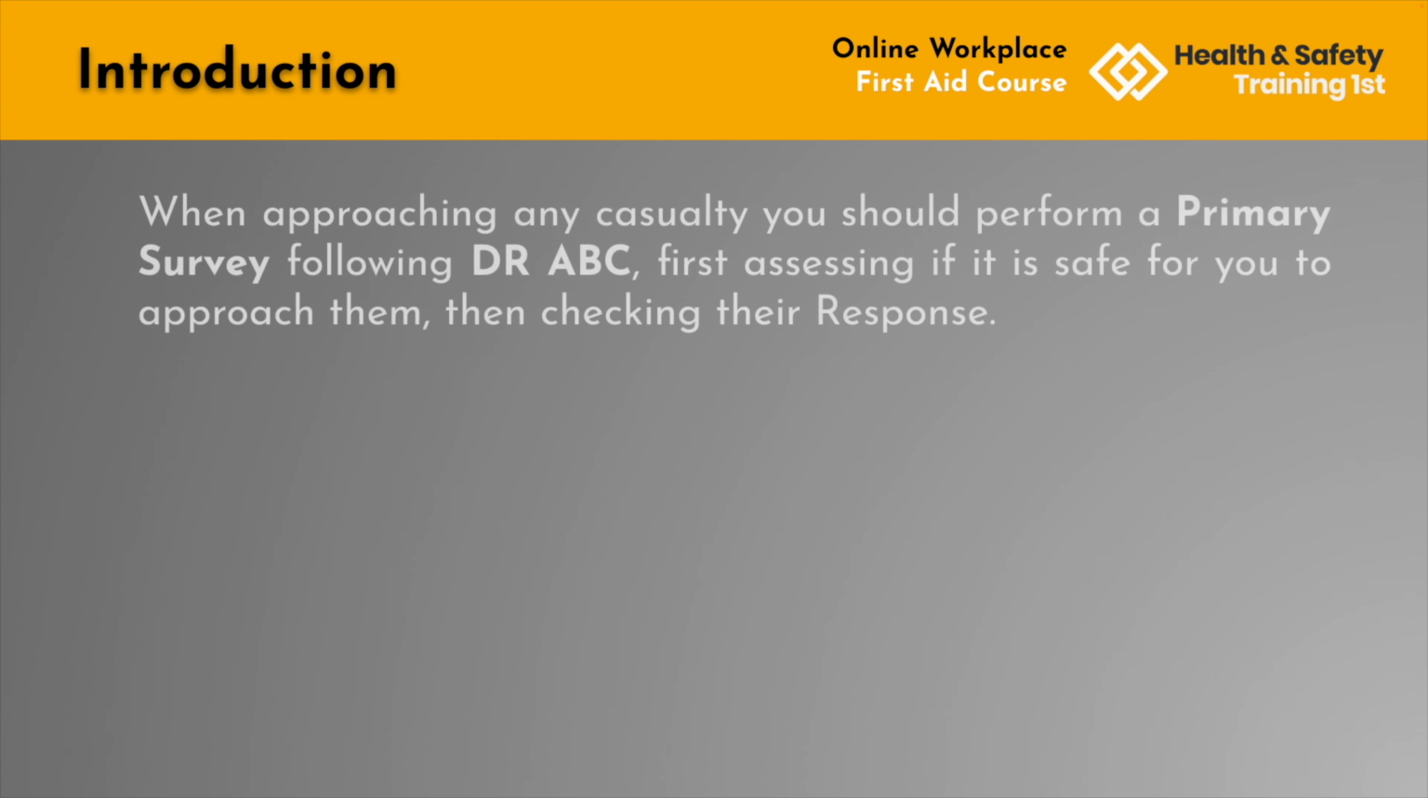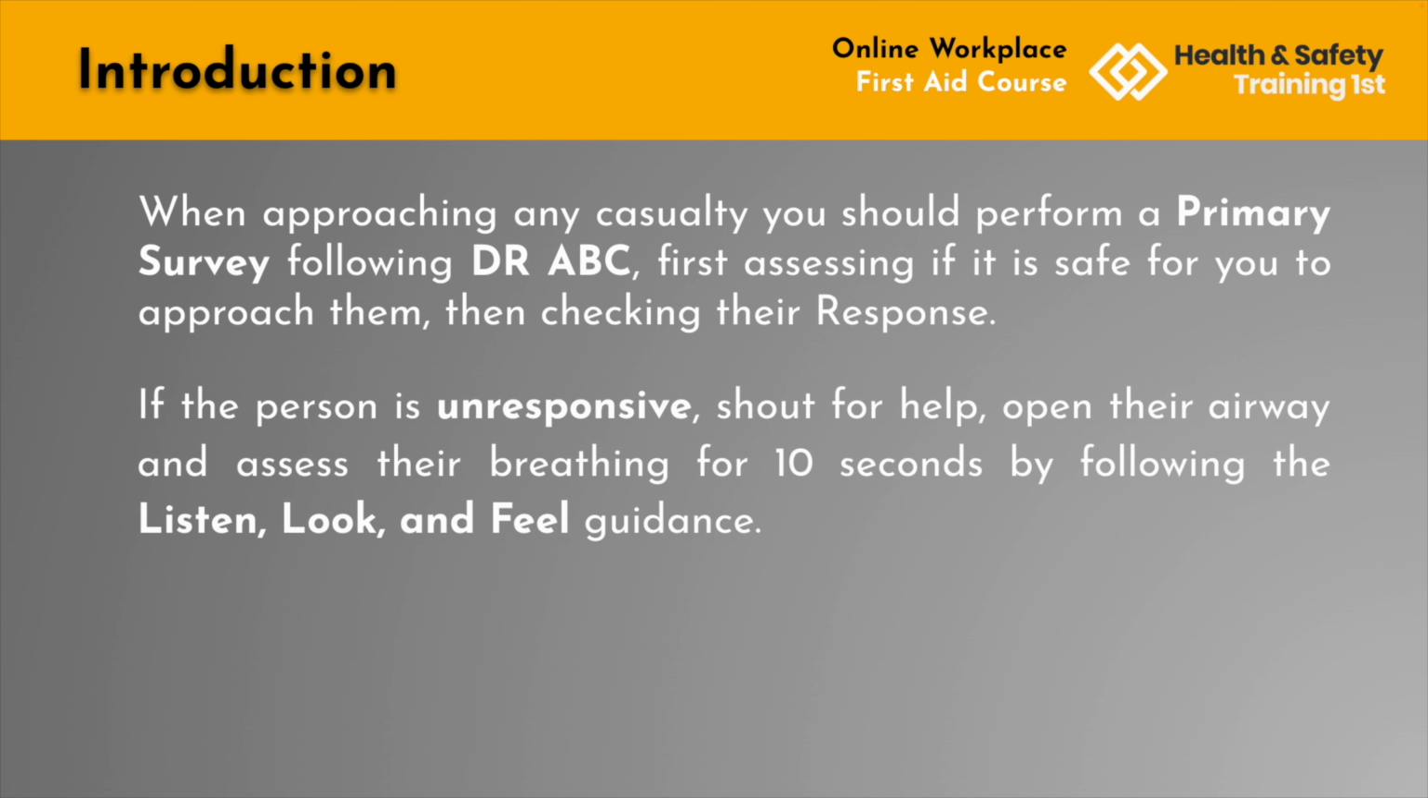When approaching any casualty, you should perform a primary survey following the Dr ABC framework, first assessing if it is safe for you to approach them, then checking their response. If the person is unresponsive, shout for help, open their airway, and assess their breathing for 10 seconds by following the listen, look, and feel guidance.